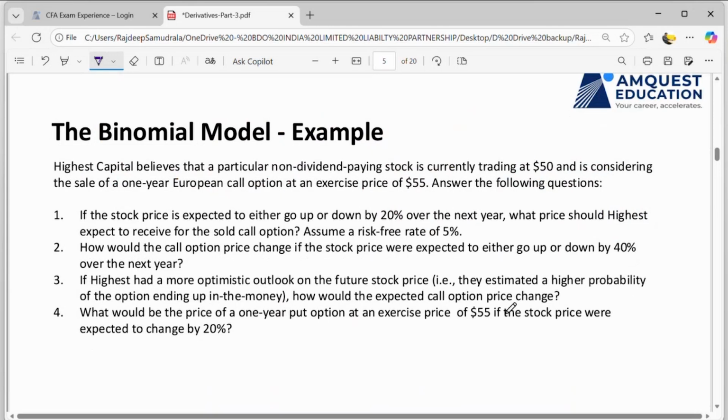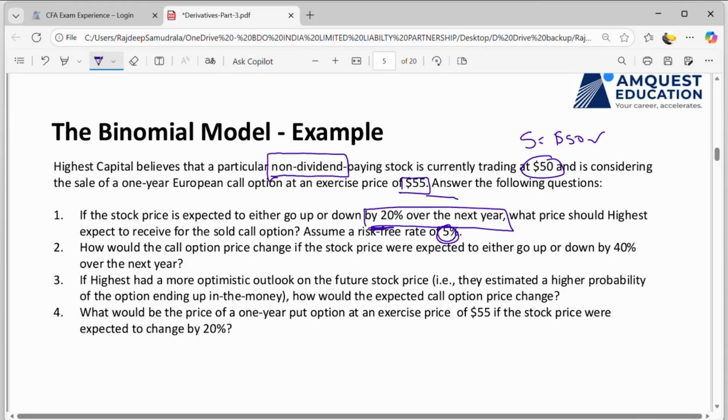Okay. Now you learned everything you need to understand. Now let me make you solve the sum on your own, which is important. Look, now remember this is very important, non-dividend paying, because if a dividend comes, my cash flow will also change. The non-dividend stock is trading at $50. So my stock price is 50, right? Now they are saying a call option at 55. Obviously, this is out of the money now, right? They are asking you if it's expected to go up or down by 20%, what price should be the highest expected to get for the sold call option. Assume a rate of 5.